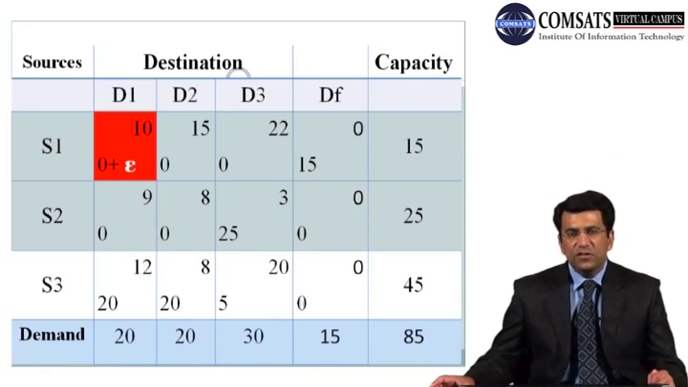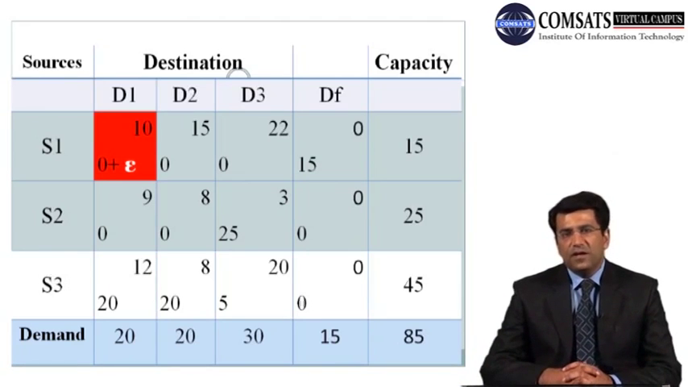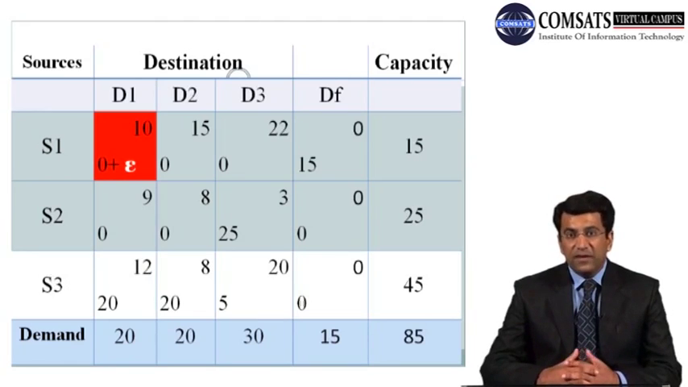Now what is this situation? That we are not being able to calculate the values of all the variables, due to that particular rule, that is m plus n minus 1. At least this number of columns should be filled, or the occupied cells, but we have less occupied cells. So due to that particular situation, we are not being able to calculate the values of all of the variables like u1, u2, u3, v1, v2, v3 and v4.